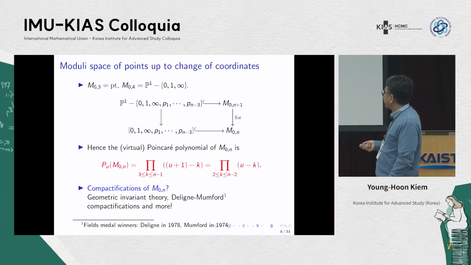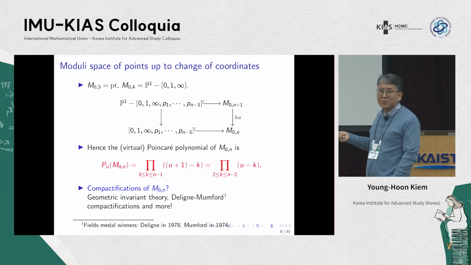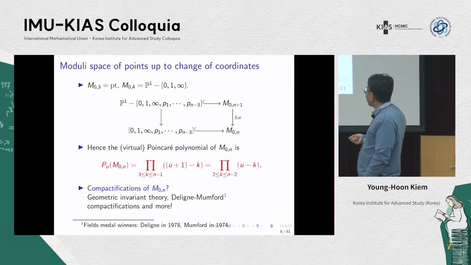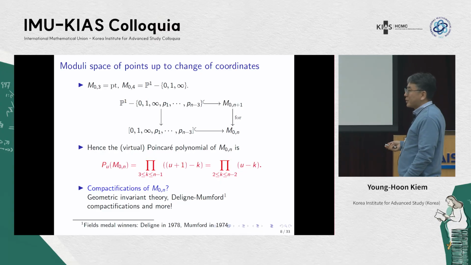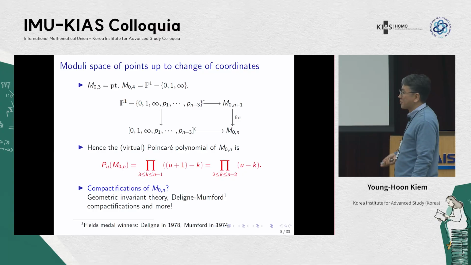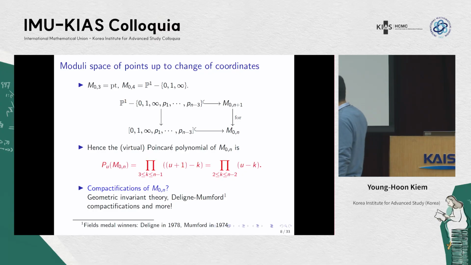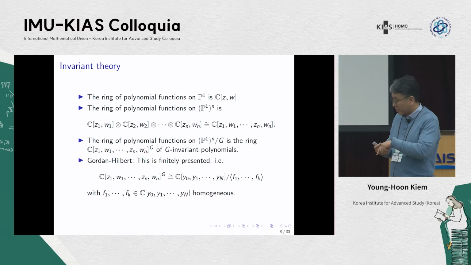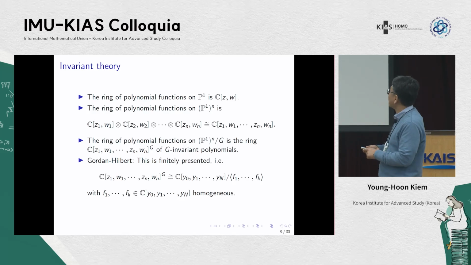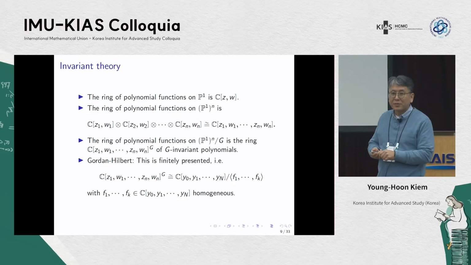The first one, which is historically important, is the geometric invariant theory compactification. The second one is the Deligne-Mumford compactification. Deligne is a Fields Medal winner. Mumford is also a Fields Medal winner, in 1978 and 1974. So let me first talk about the first compactification, by geometric invariant theory.